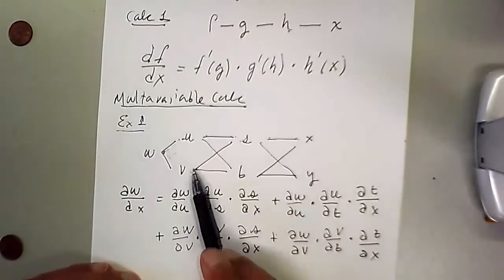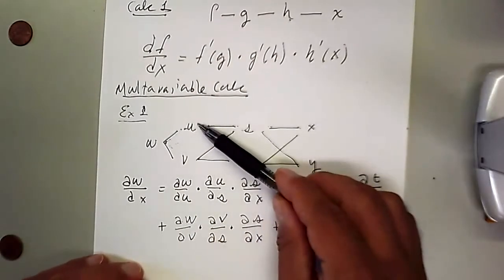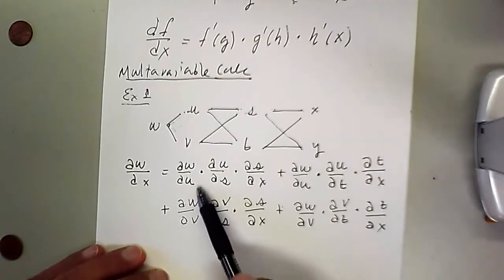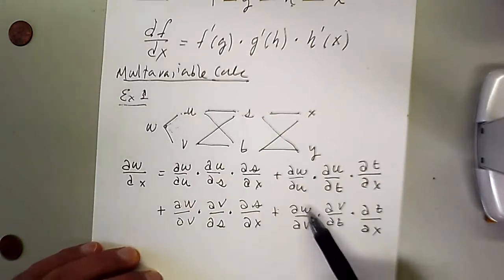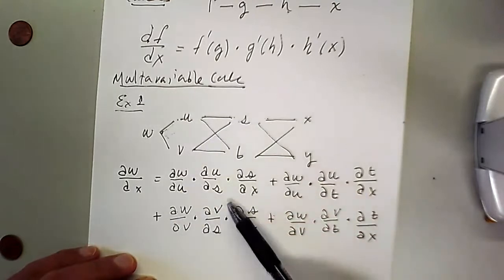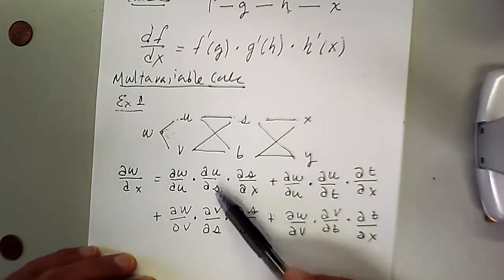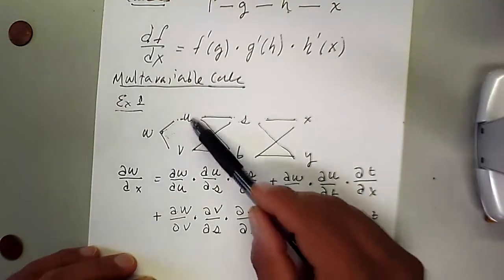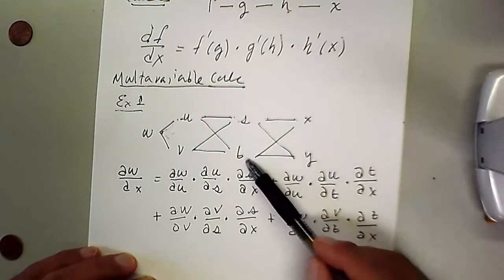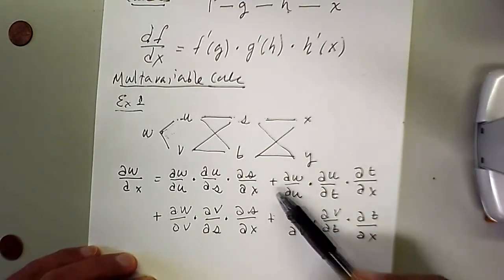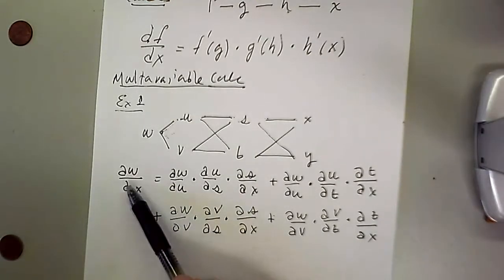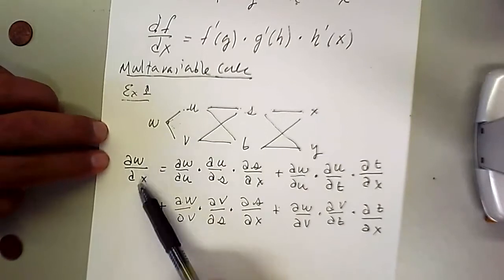Here, we have to take into account the contribution of U and V to W. That's why you have to have partial of U and V. But then we have to take the contributions of S on U and S on V. So that's why we have those two. And the contributions of T on U and V, that's why we have those two. And then the corresponding contributions of X on T and S. So this is the partial derivative of W with respect to X.